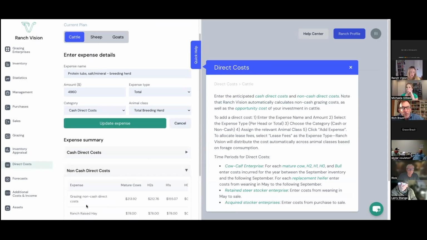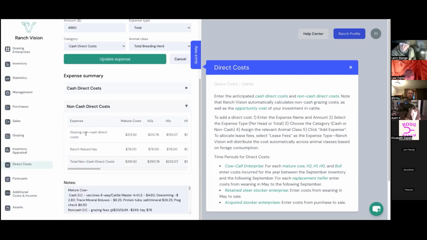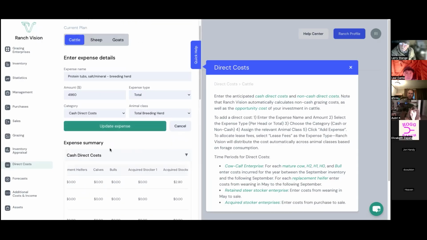But also any other costs you might have, any other direct costs or variable costs you want to enter here. And the calculator makes it pretty easy. Why don't we just add another expense here, Michaela, if you want, just to show them how. So I pulled up one. Okay. Anytime you want to update, you just hit edit. You have to scroll over on that expense and then hit edit, but kind of simulate adding one here, adding some protein tubs and mineral.